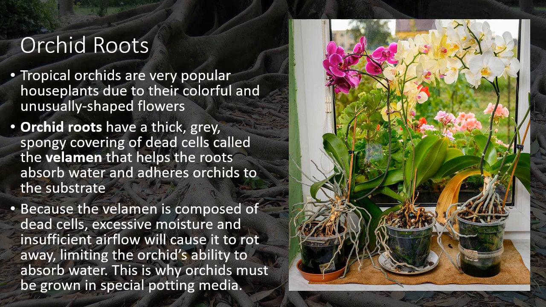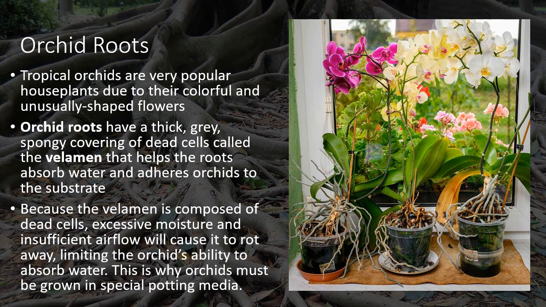So if we think back to the slide where we talked about epiphytes, plants which grow on the bodies of other plants, and I showed an image of an orchid growing on the trunk of a tree. Orchids have to have adaptations to be able to do that. And the adaptation that orchids have is called a velamen. So there's this thick gray spongy layer covering the stele, or the core of the root, called a velamen. And that helps absorb water, and it also adheres orchids to whatever substrate they're growing on.